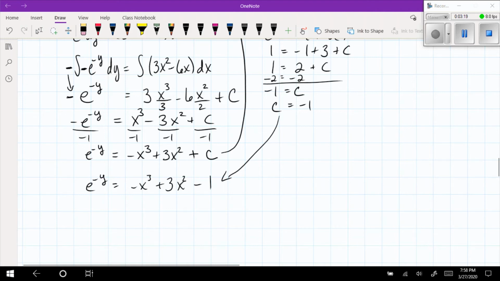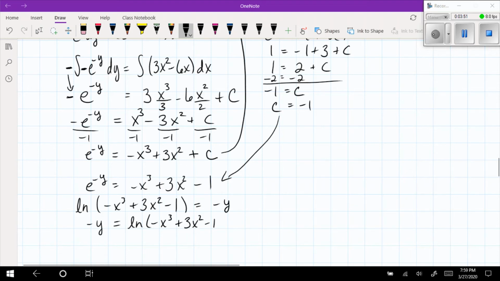We could apply the natural log to both sides of the equation, or we can do it all in one step and just say, hey, this is exponential form right now. Let's switch it into logarithmic form. This gives me natural log, base e of course, I don't have to write that, of negative x cubed plus 3x squared minus 1 is equal to negative y. I'm going to turn that around because I want the thing I'm solving for to be on the left-hand side. Negative y equals the natural log of negative x cubed plus 3x squared minus 1.